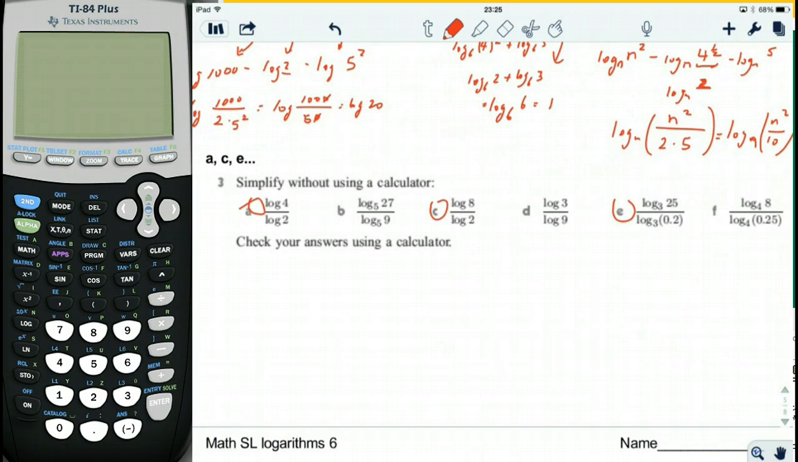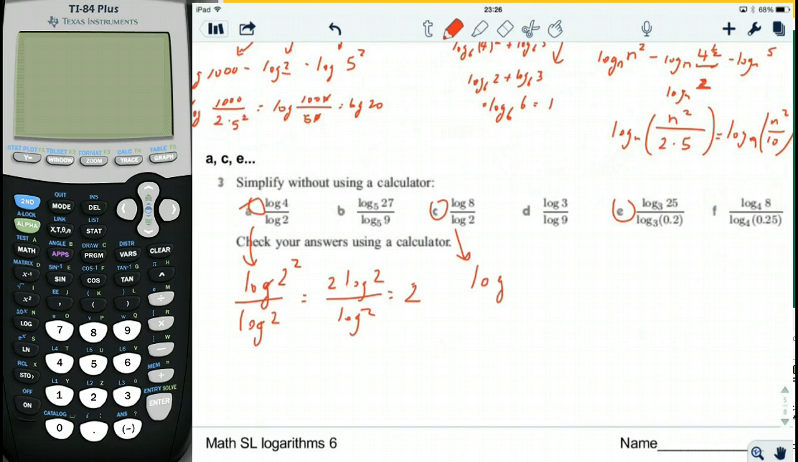So log base 4 divided by log base 2 is equal to log of 2 squared over log of 2. Log of 2 squared would be 2 log 2 divided by log 2, which is equal to 2. Log of 8 divided by log of 2. So log of 8 is the same as log of 2 cubed over the log of 2. That's the same thing as 3 log 2 divided by log 2. And that leaves 3.